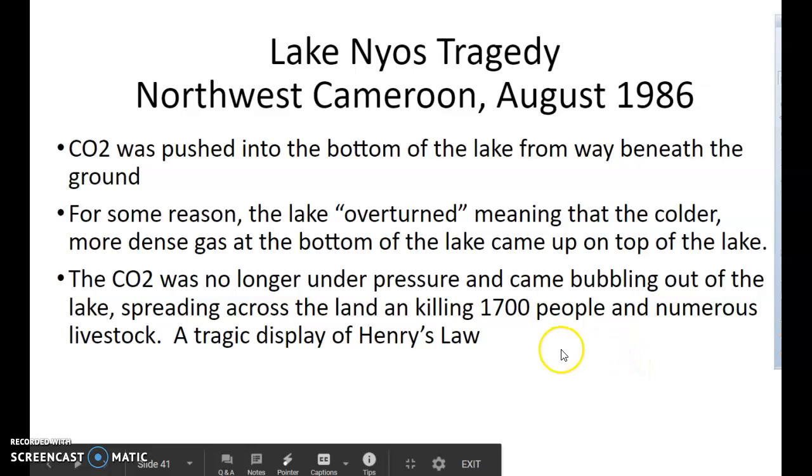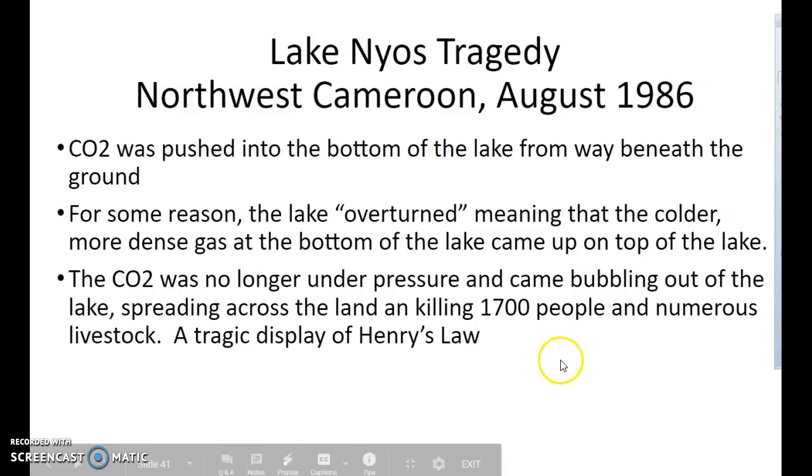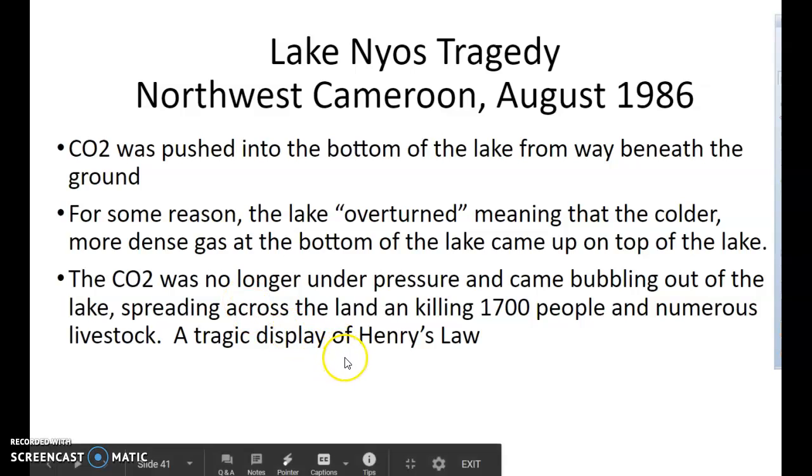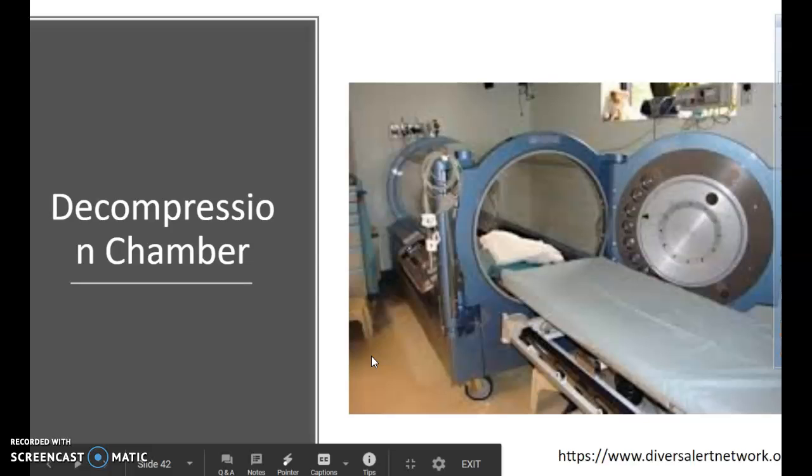There is also a tragic display of Henry's Law, and there's a YouTube video. What happened, it was in Cameroon, and carbon dioxide was pushed into the bottom of this very deep lake. And for some reason, they're not really sure why, the lake overturned, meaning that the colder, more dense gas at the bottom of the lake came up to the top, and that CO2, no longer under pressure, came bubbling out of the lake, killing 1,700 people and numerous livestock. And so the YouTube video talks about that more here.